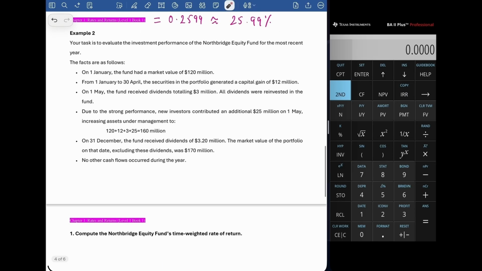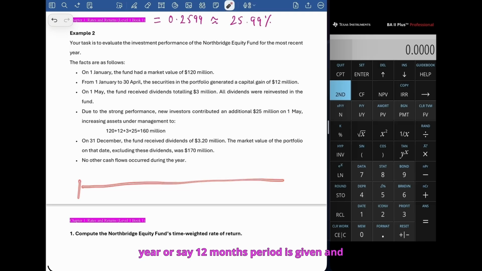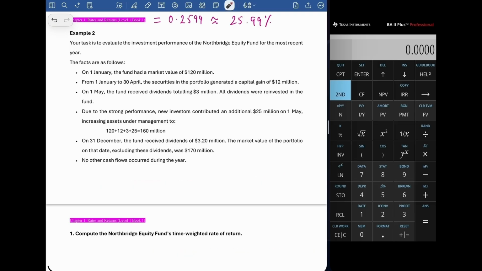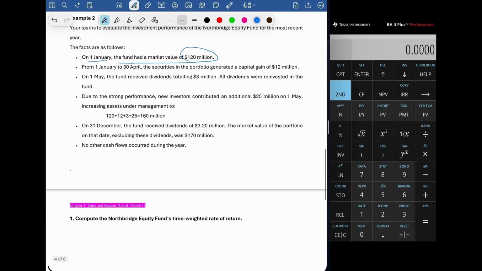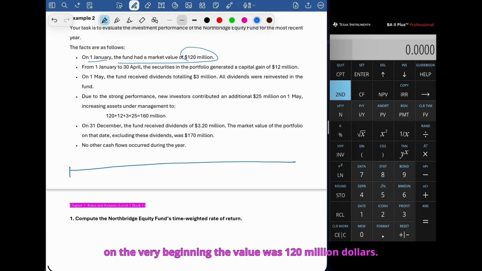Your task is to evaluate investment performance of some fund for the most recent year. You see that from January 1 till 31st December, the entire 1 year, or 12 months period, is given. On January 1st, the fund had a market value of, at the very beginning, $120 million. I'm not going to write dollars on millions here.